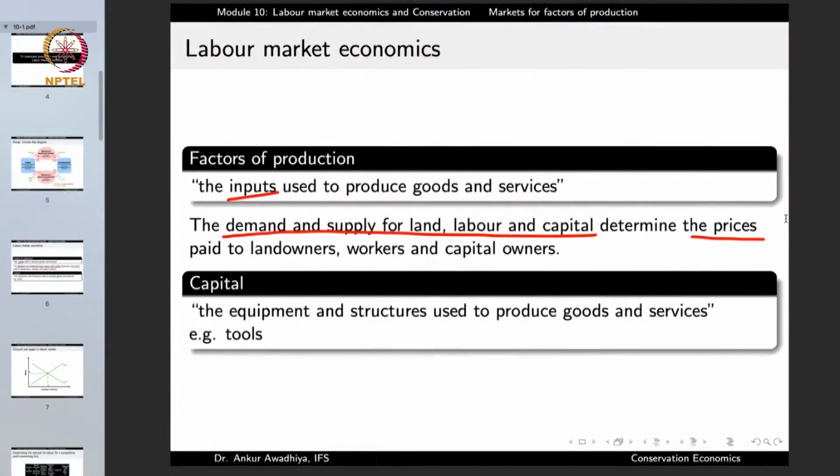Capital is defined as the equipment and structures used to produce the goods and services. So it is the equipment such as tools and structures such as a building. So if there is a factory that is residing in a building, so this building is the structure, and the equipment or the tools that they are using, all of these are known as capital. So capital is the equipment and structures used to produce the goods and services.